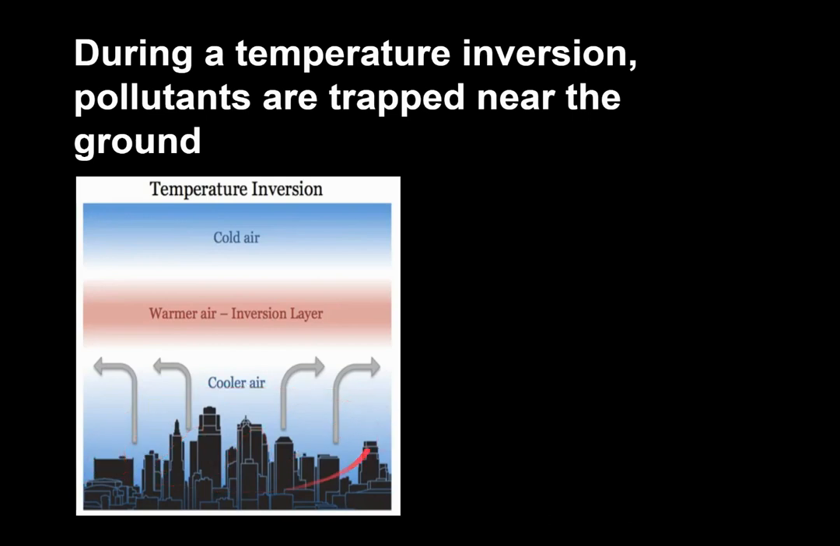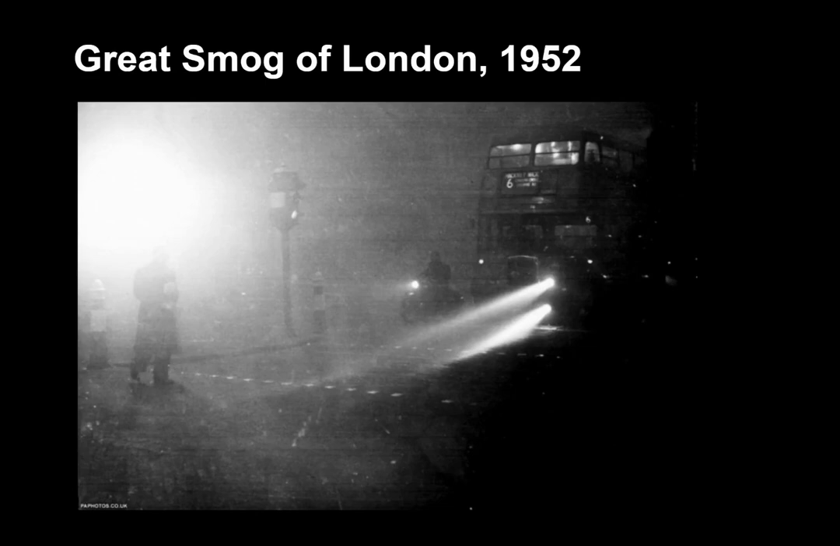The cool air near the surface is denser than the warm air above it. So instead of rising into the atmosphere, it just sits there and collects more and more pollutants. Many of the worst air pollution events in human history are associated with temperature inversions, including the Great Smog of 1952. This event killed 4,000 Londoners immediately and probably another 4,000 to 8,000 in the subsequent months.